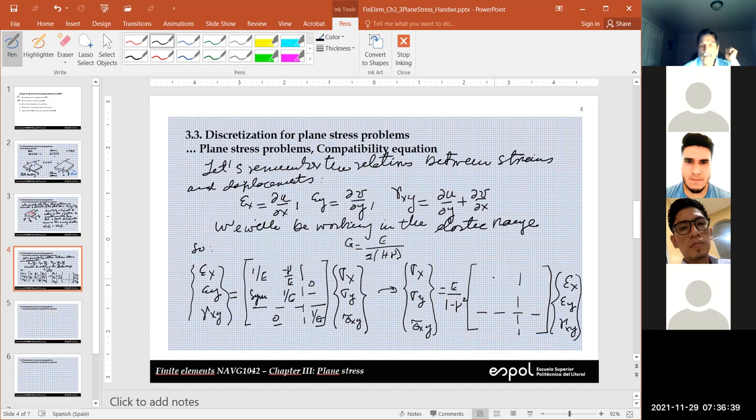Here we have 1, nu, this is symmetric, this is 1, and here we have (1 minus nu) divided by 2. Oh, here is 2, sorry. So this is the relationship between strains and stresses. We assume that we're going to be working in the elastic range. Now, let's go to equilibrium.